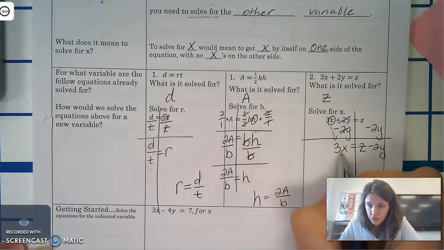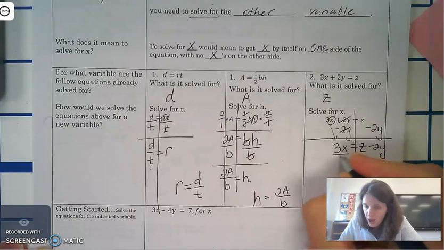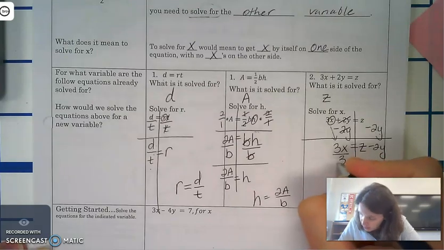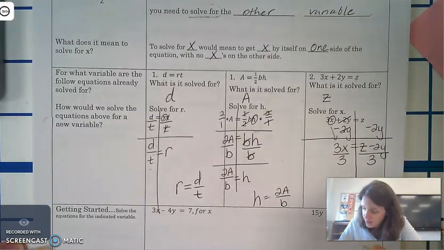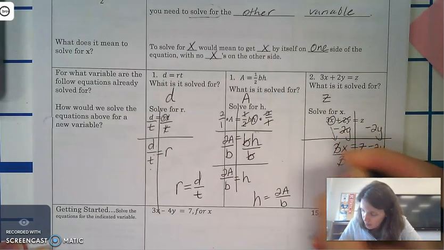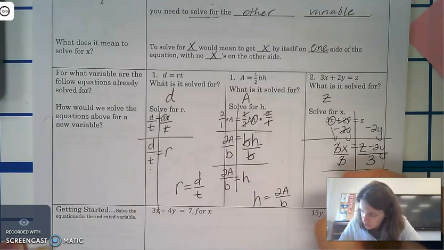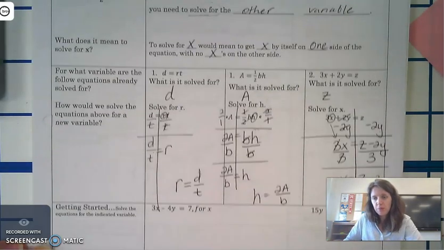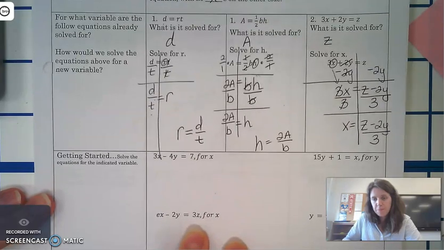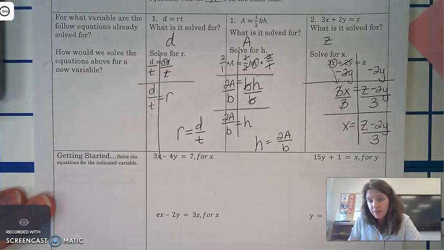When I go to solve this part, I still just need to do a normal opposite operation, which is divide by 3 on the left side. And if I'm going to divide by 3 on the right side, I can go ahead and just write it as one big divide. These cancel, and I'll write my new equation that x is equal to z minus 2y divided by 3. Hopefully you can see that. I know my camera might be a little bit in the way there. There we go.